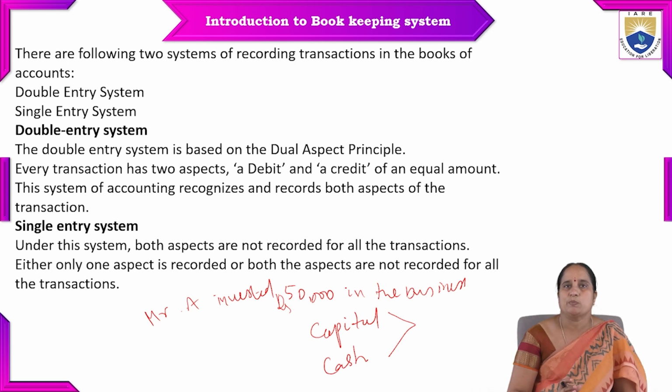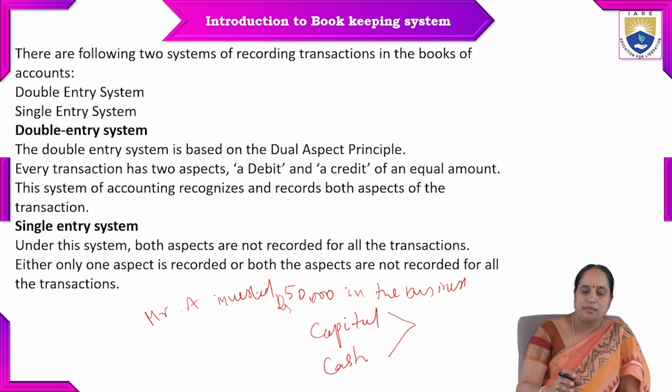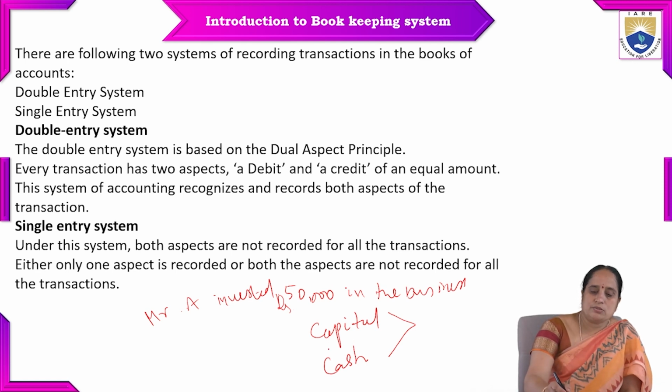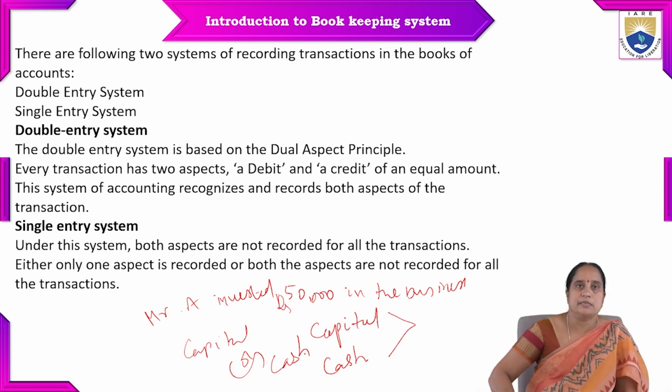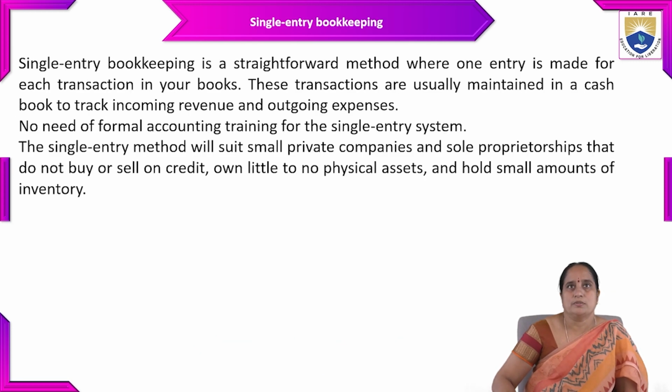Single entry system means both aspects are not recorded for all the transactions. Either only one aspect is recorded or both aspects are not recorded for all the transactions. So that is known as single entry system. Instead of recording both transactions either in capital or cash, people may specify in terms of capital account or in terms of cash. So that type of system is known as single entry system. Only once we are going to record the transaction in the books of account.